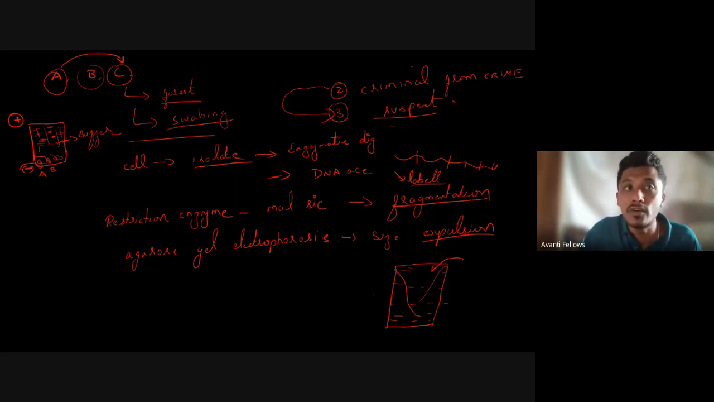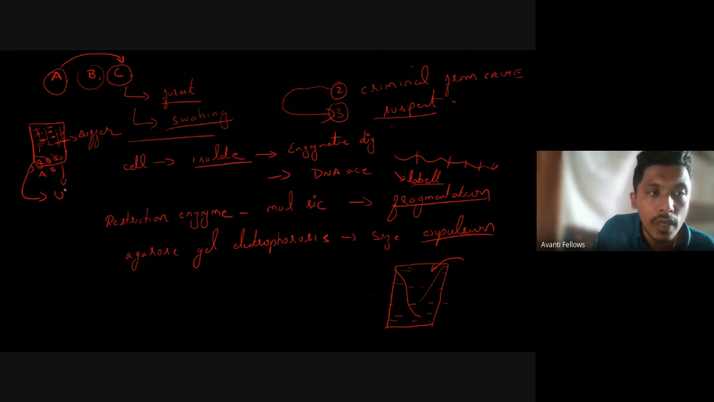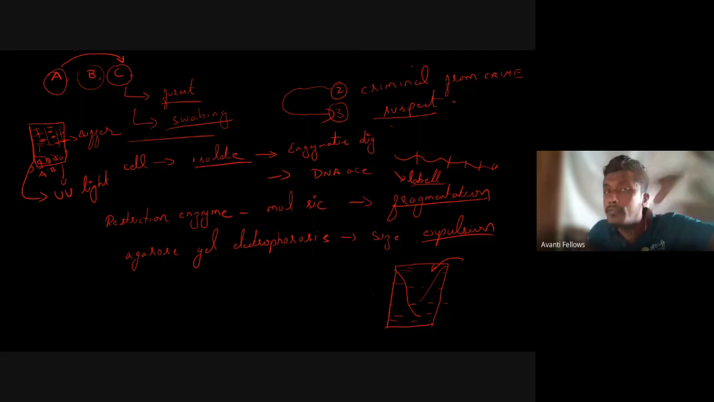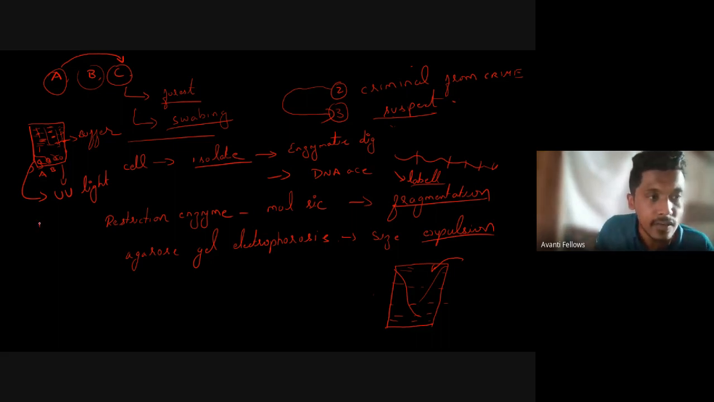How do I see these beautiful bands? After 10 or 15 minutes, I feel that my agarose gel electrophoresis is done. So once this process is done, I switch off the electricity. Now, what do I do? I expose this to UV light. When I expose this to UV light, all the fragments will start glowing in orange color. Once they glow, I can see that there are bands of these fragments which are very beautifully separated.